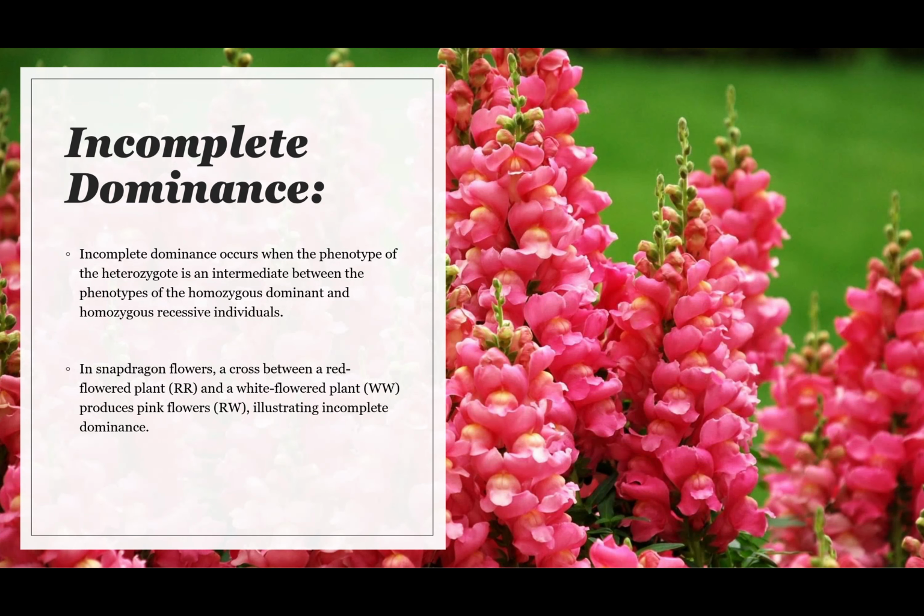Incomplete dominance. Incomplete dominance occurs when the phenotype of the heterozygote is intermediate between the phenotypes of the homozygous dominant and the homozygous recessive individuals. For example, in the snapdragon flowers, which I put on the screen, a cross between a red flowered plant and a white flowered plant produces pink flowers, illustrating incomplete dominance. So codominance is when both are shown, incomplete dominance is when they mix.